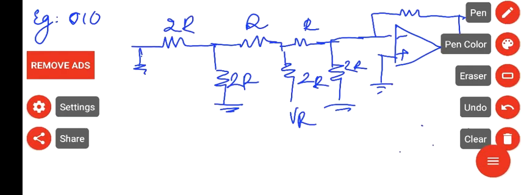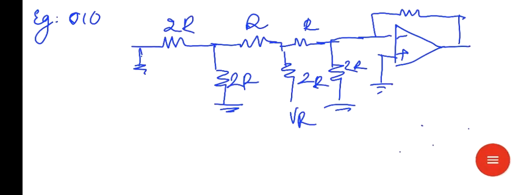Then we can see another example, that is 0 1 0. You draw the circuit first. This is the circuit diagram: the plus terminal is grounded and the minus terminal is connected to RF. This is V out and this is the resistance R. In the parallel combination of 2R, bit 1 is equal to 0, so this is connected to ground. Bit 2 is 1, so this is connected to VR. Bit 3 is 0, so this 2R is connected to ground. And the last series 2R resistance is grounded.